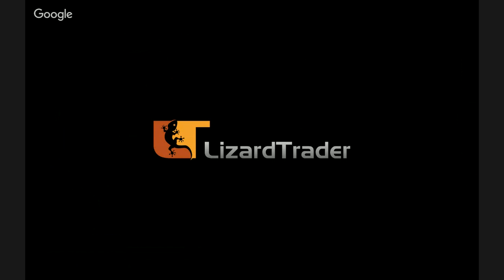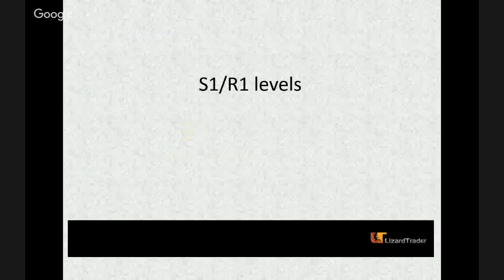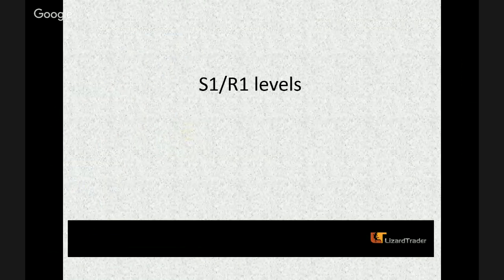To a short little video about pivots. I'm going to talk about the differences between the traditional pivots and the Jackson zones. There are three main differences between these two pivot calculations. The first one is how we calculate the first support and resistance levels.